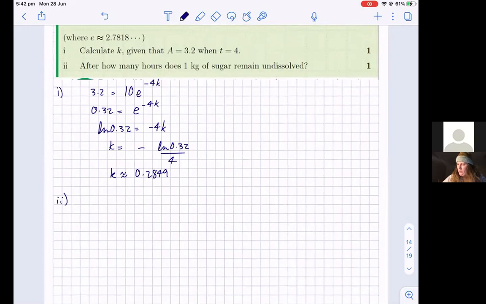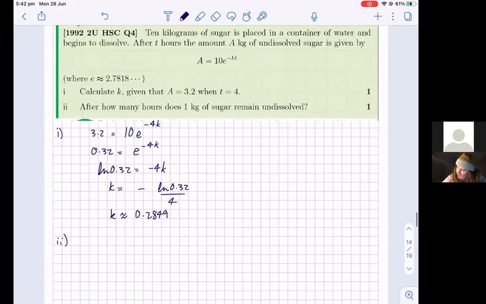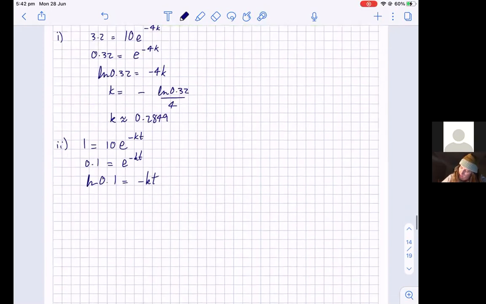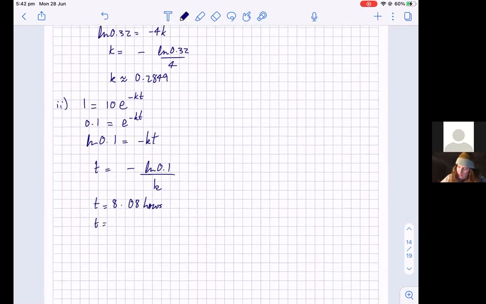After how many hours does 1 kilo of sugar remain undissolved? We started with 10, we've got 1 left. E to the minus kt. So 0.1 equals e to the minus kt. So ln 0.1 equals minus kt. So t is minus ln 0.1 on k. Hopefully you still have that answer in your calculator. ln 0.1 on k on answer, 8.08 hours. And using the DMS button, degrees, minutes, seconds, that's 8 hours, about 5 minutes.